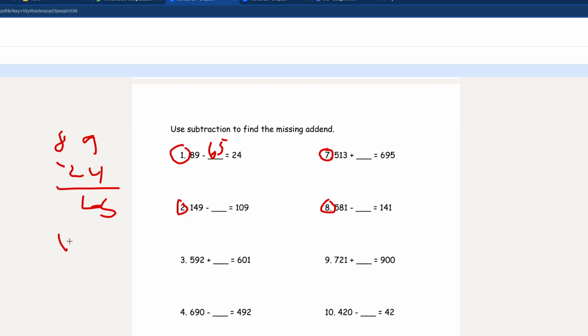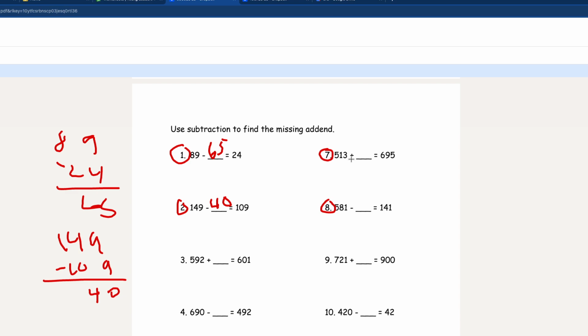Number 2, 149 minus blank equals 109. Same thing, we can just subtract by 109 instead. So 9 minus 9 is 0. 4 minus 0 is 4. So 40 is gonna be your answer for number 2, as 149 minus 40 equals 109. All right. Number 7, 513 plus blank equals 695.